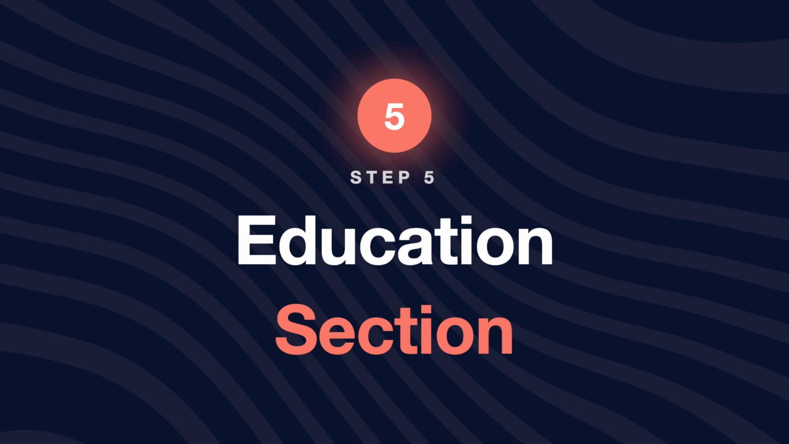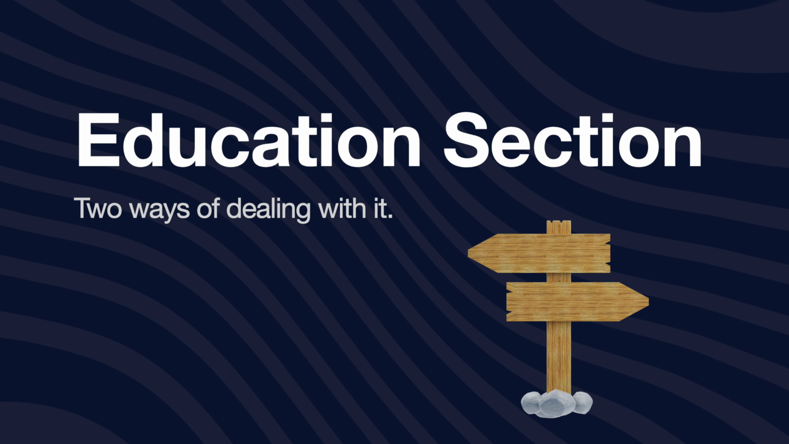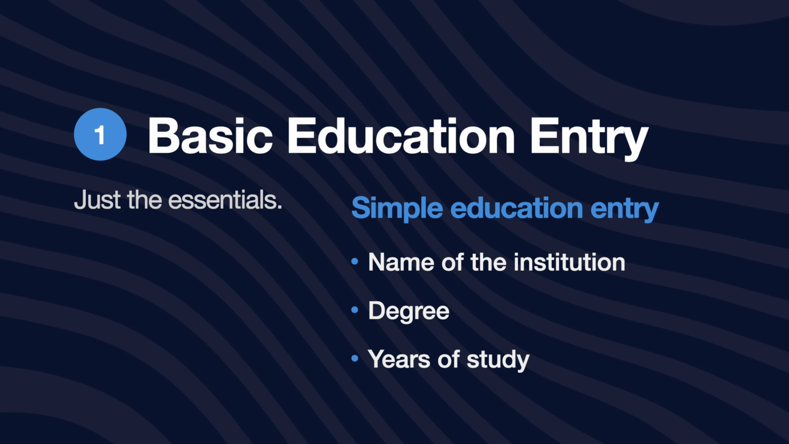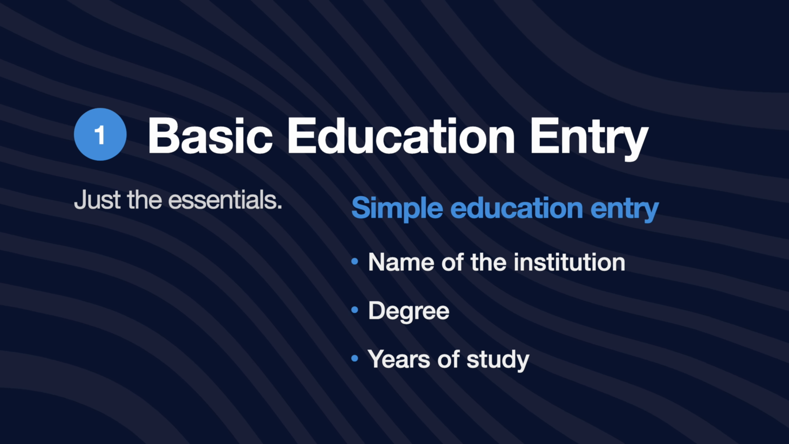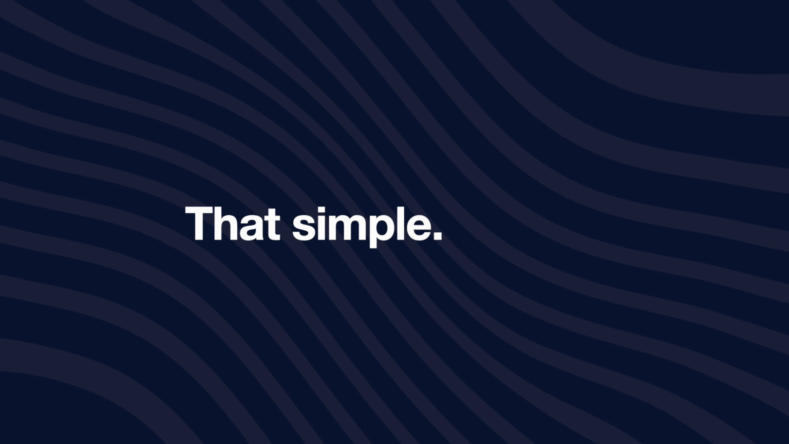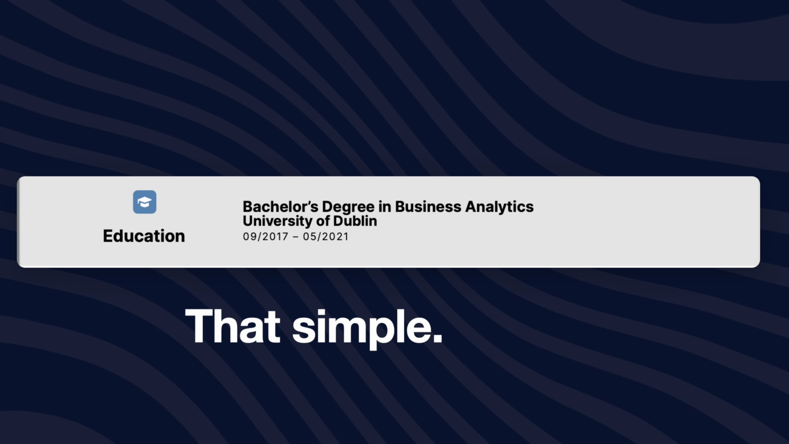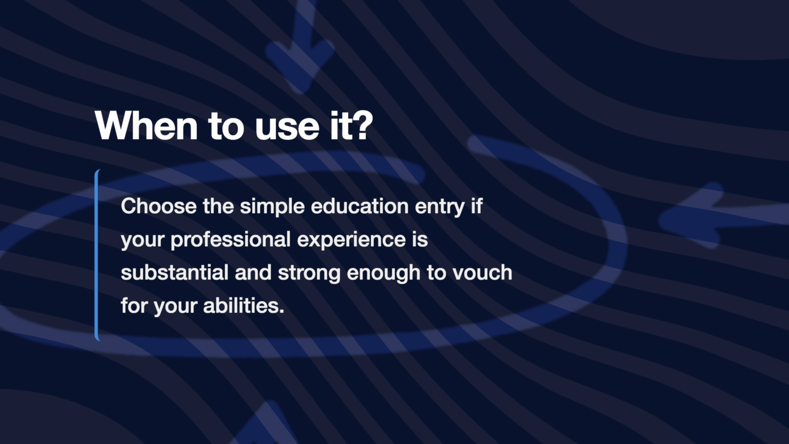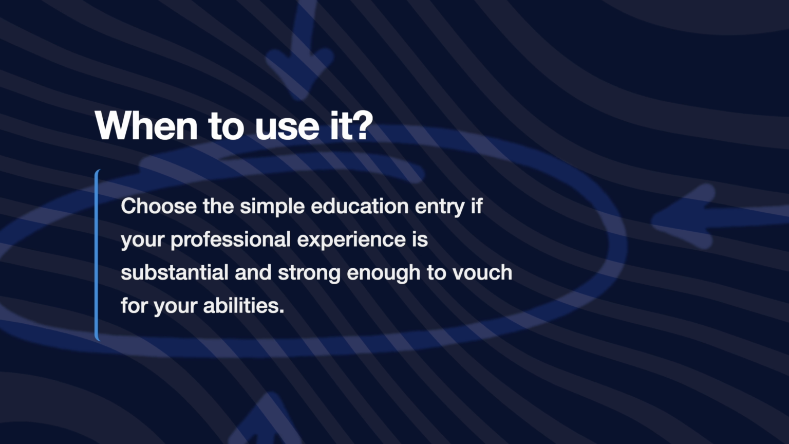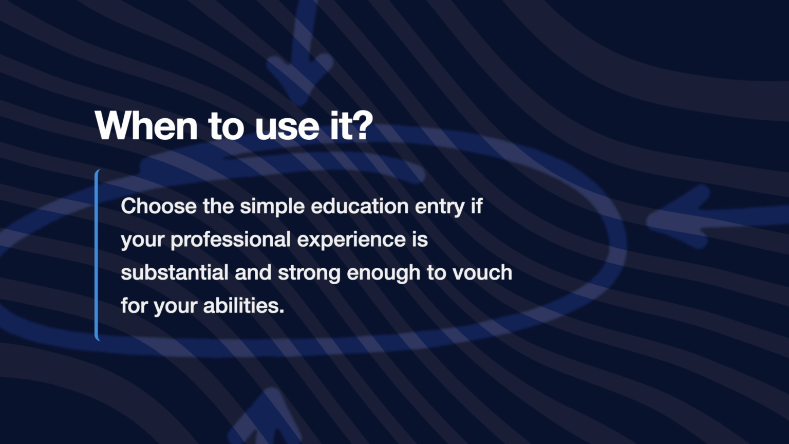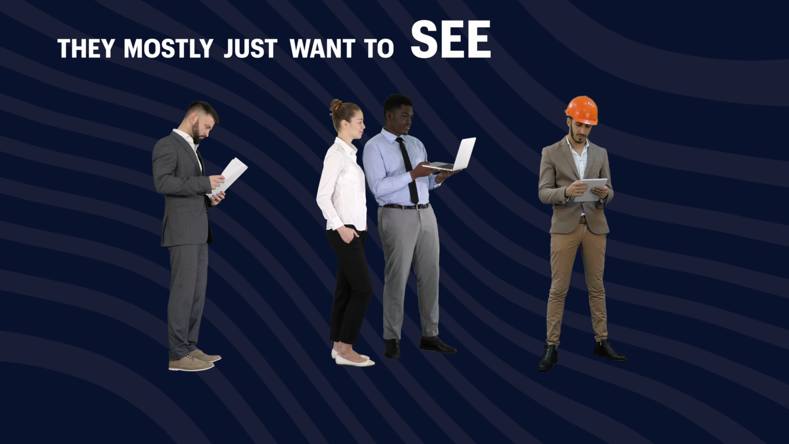Step 5. The education section. There are basically two ways of dealing with it. The first is the basic education entry, which means just the name of the institution, your degree, and the years of study. A simple education entry is really that simple. Just look at the example on the screen. And this is enough if your professional experience is substantial and strong enough to carry your resume on its own. If you're an experienced professional, employers might care more about your impact and accomplishments than your education. They mostly just want to see that you have one.